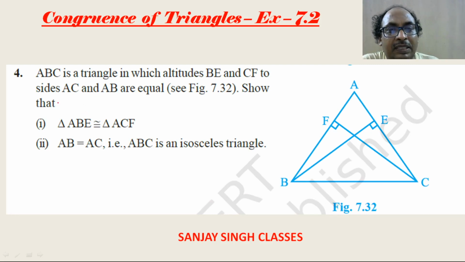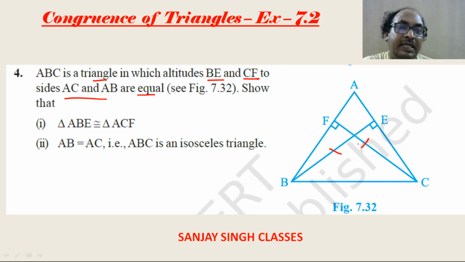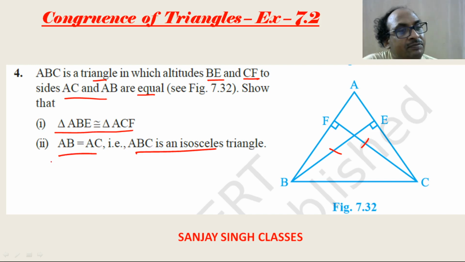So ABC is a triangle in which altitudes BE and CF, two sides AC and AB, are equal. Here we are given only that BE and CF are equal. We do not know about AB and AC, whether they are equal or not. So we need to prove that triangle ABE is congruent to triangle ACF, and AB is equal to AC, so ABC is an isosceles triangle.